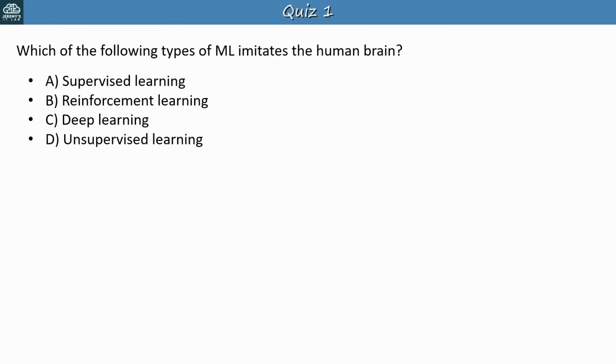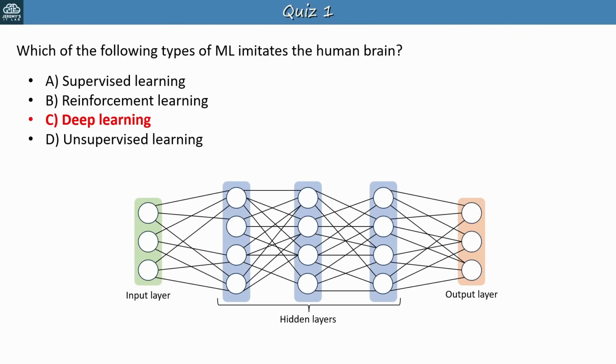Here's quiz question 1. Which of the following types of ML imitates the human brain? Pause the video now to think about your answer. Okay, the answer is C, deep learning. Deep learning mimics the structure and functioning of the human brain by using artificial neural networks with multiple layers. These networks process information hierarchically, similar to how the brain processes data, enabling deep learning models to identify complex patterns and make predictions. Okay, let's go to the next question.